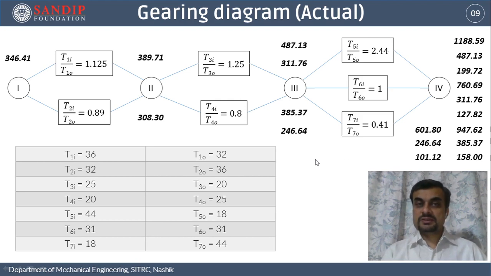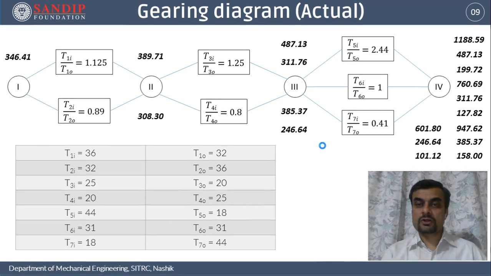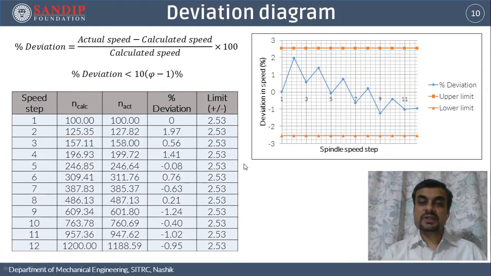Now obviously, since there was a slight variation in the gear ratios, there will be variation in the output speeds as well. And now I have to check whether this variation, which is called deviation, is acceptable or not. This is the last step of qualifying our design.